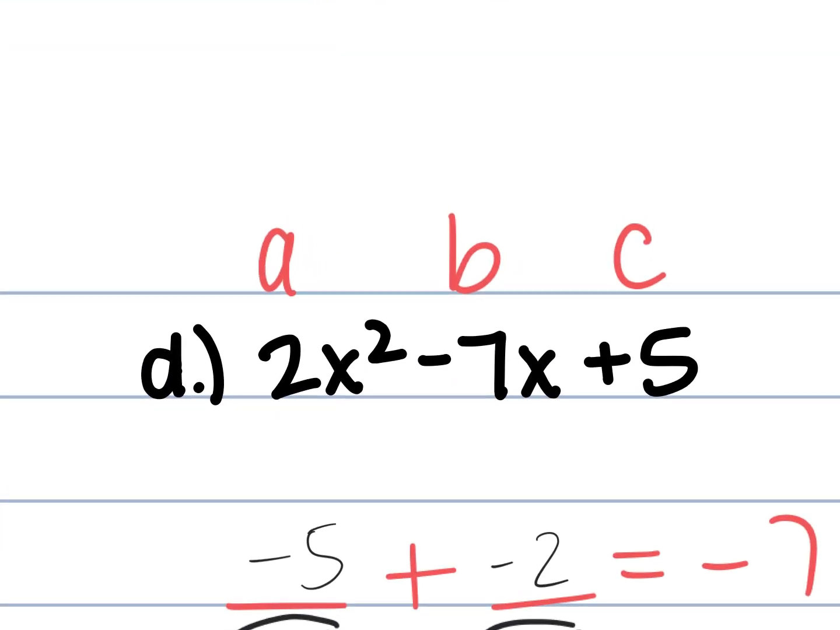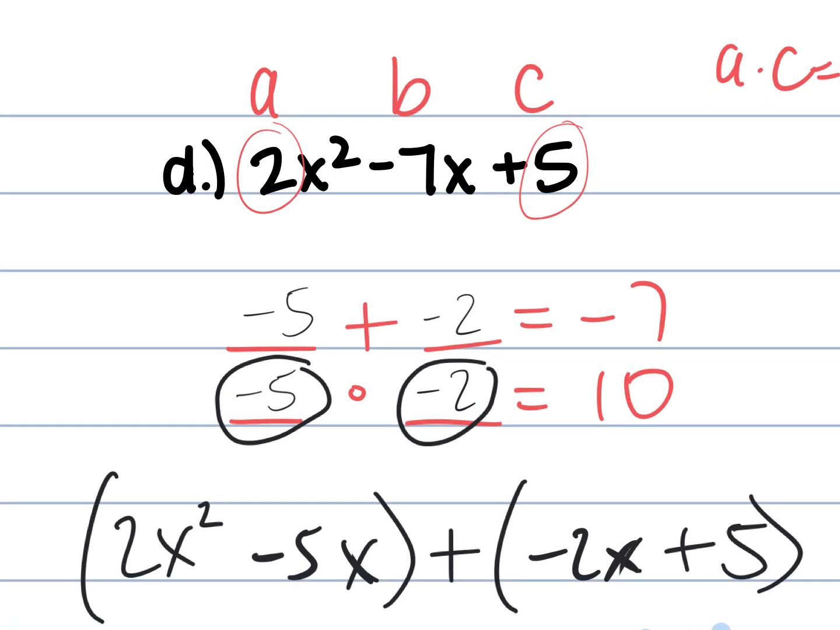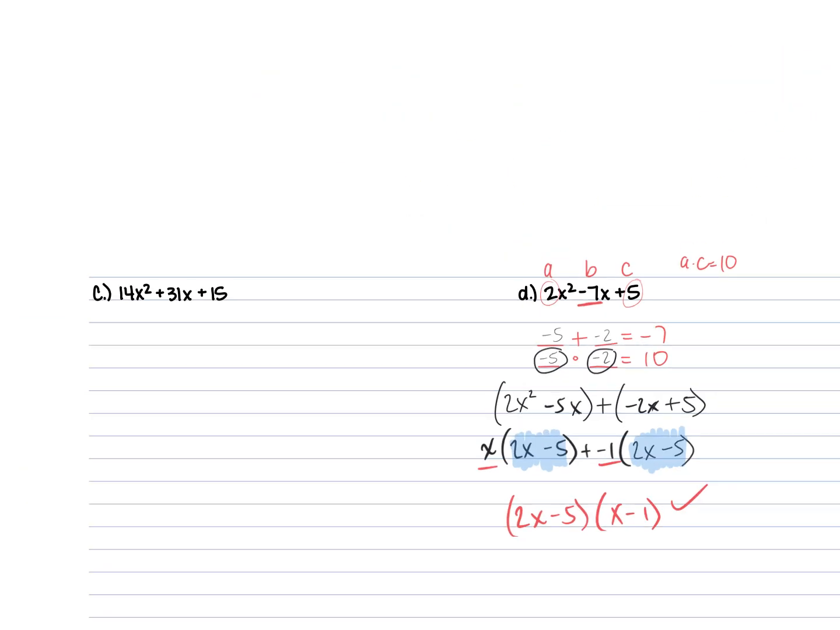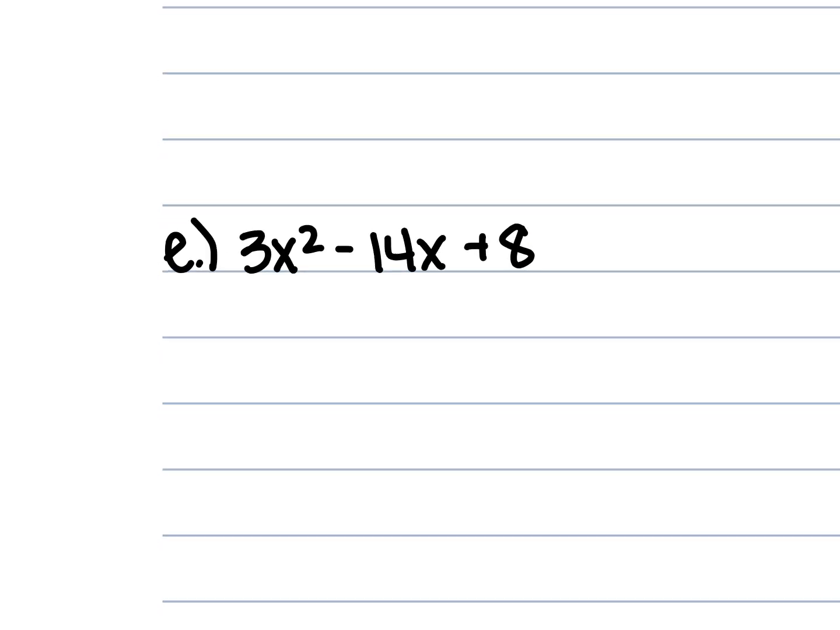Hey, listen up. Is a equal to 2x squared? No, it's only equal to the number, which is 2. Is c equal to just 5? Yes. So when we multiply a and c, it's just 5 times 2, which is 10. The b is still going to be negative 7. Okay? Correct.